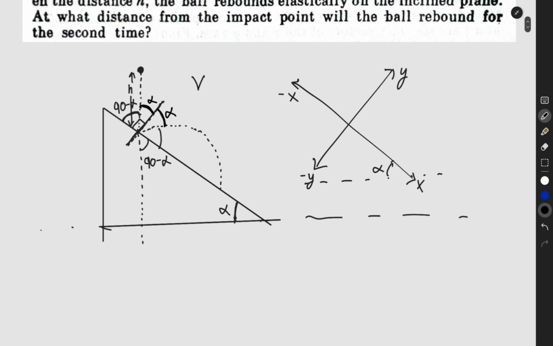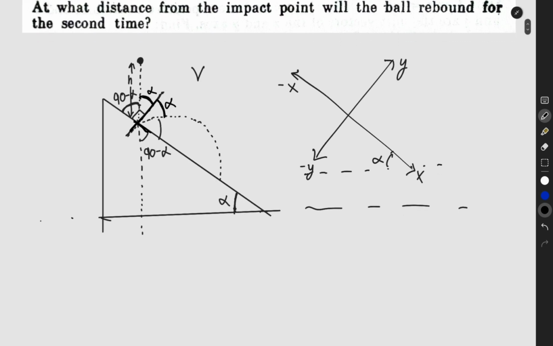Now again, this is the normal, and this is our plane, and these two make 90 degrees with each other. So if this angle is alpha, then this angle is 90 minus alpha.